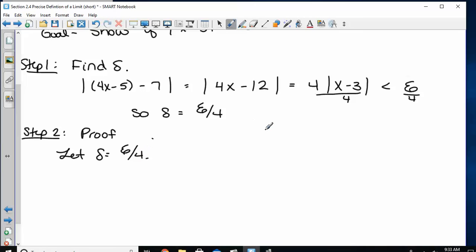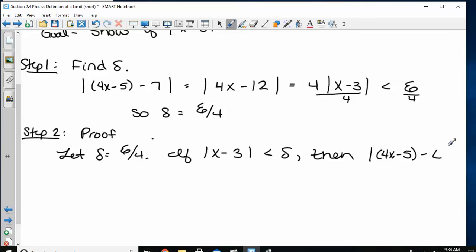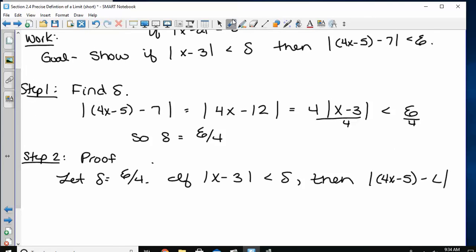Then I'm going to write down the first half of the definition of a limit. So if the absolute value of x minus a, which my a value here was 3, is less than delta, then the absolute value of my f of x, which was my 4x minus 5, minus L. So kind of this goal statement, I'm having you write the same things over and over again so you get used to them. I'm using my goal statement, and I'm going to work now until I get a less than and an epsilon. Once I have my less than and my epsilon, I'm done.